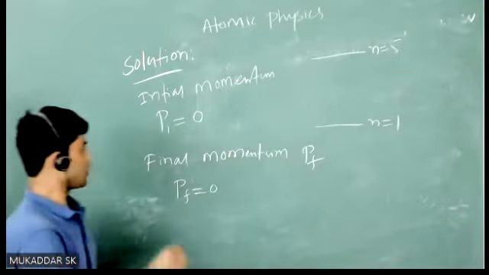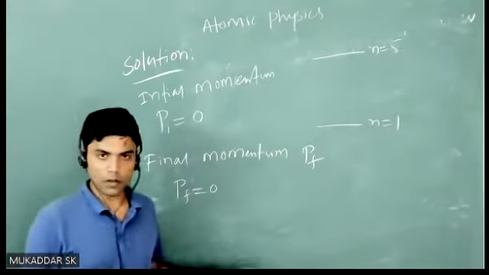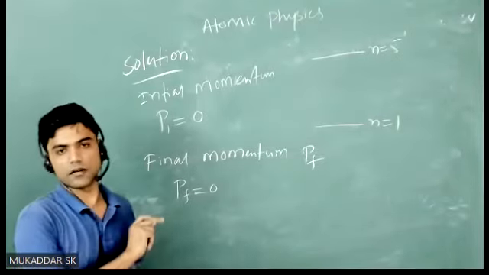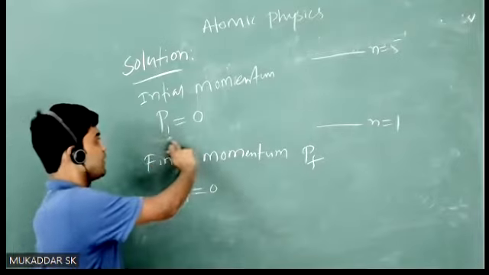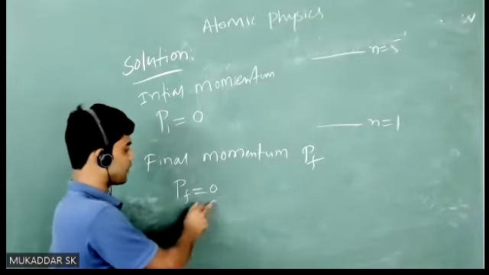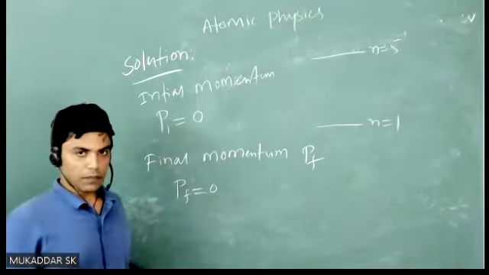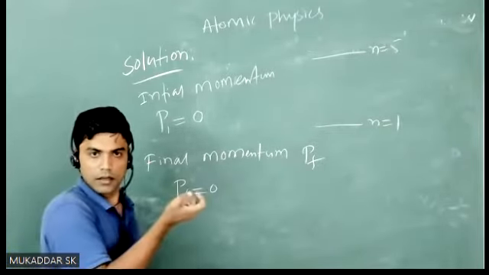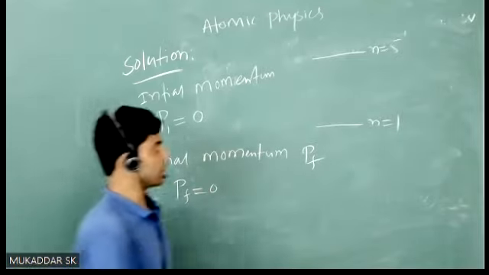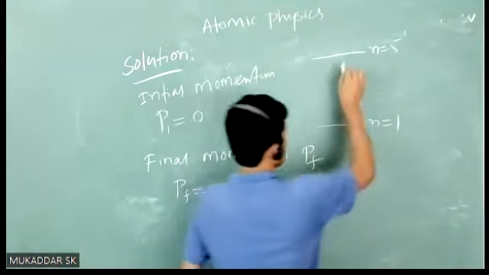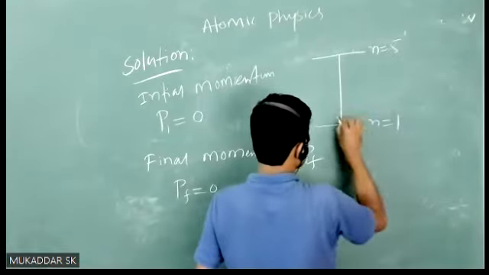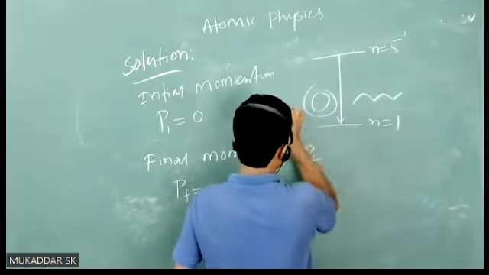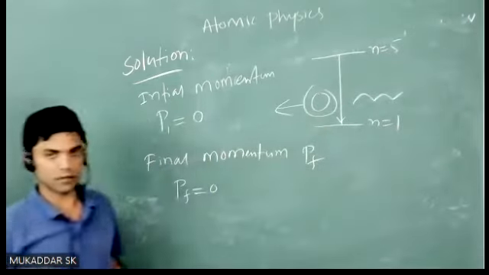PF should be 0 because linear momentum is always conserved. That's why it is called an exact conservation law. Since initially Pi is 0, definitely the final momentum will be 0. But the final momentum will have the photon and also the hydrogen atom, because when that photon is emitted, suppose we assume the photon is emitting due to this transition in this direction. So the hydrogen atom will move in this direction to preserve this momentum, right?